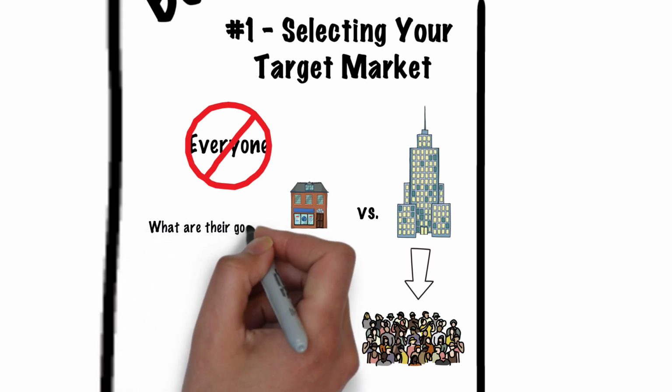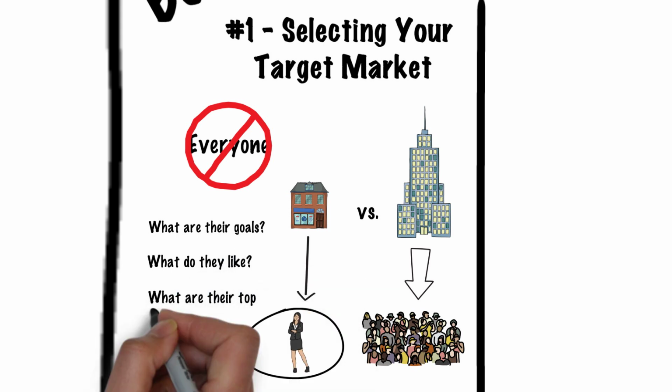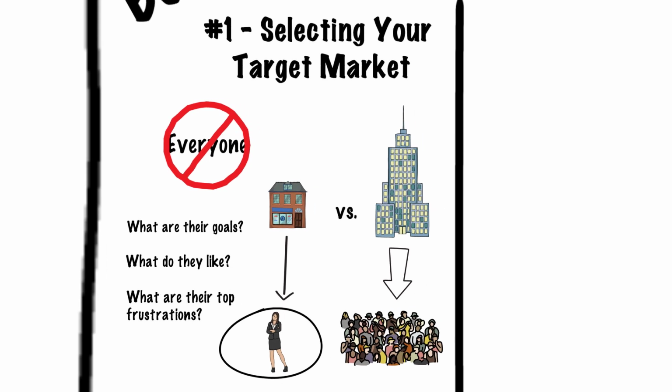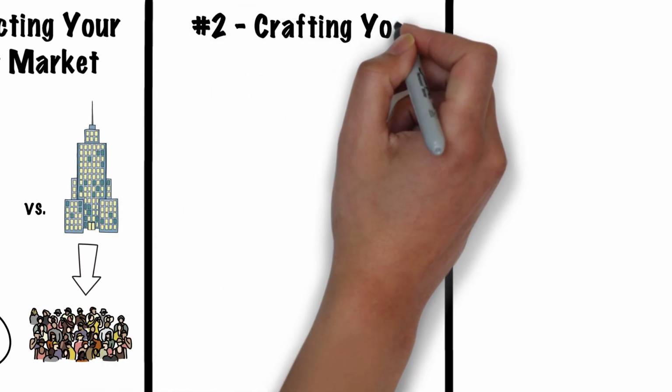What are that person's goals? What do they like? What are their top daily frustrations? You need to know all this to message effectively. Once you have a strong understanding of your target market, you can move on to point number 2, crafting your message.